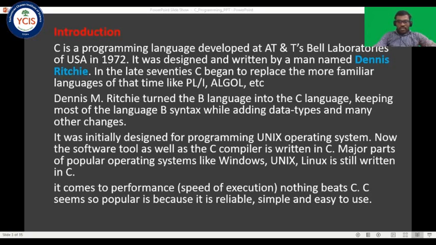So now you may have a question in your mind. After three decades of development, why is C so popular? Because when it comes to performance, no other programming language can beat C language. When I say performance, I mean the time required to execute the program. Also, C is a very simple, reliable and easy language. Because of these two reasons, C is still so popular.